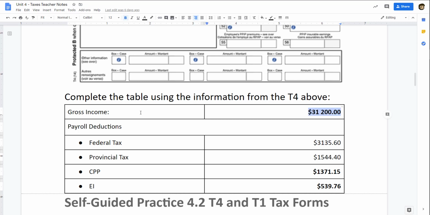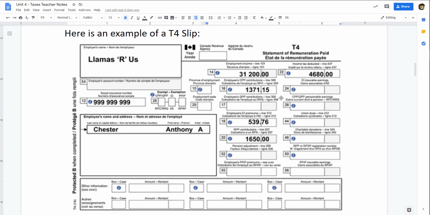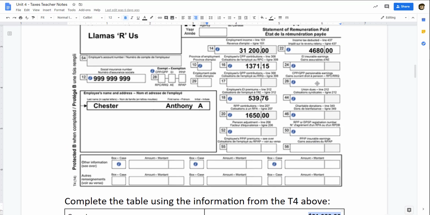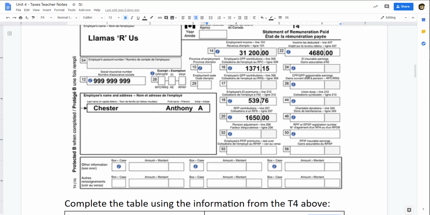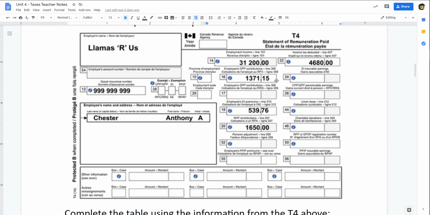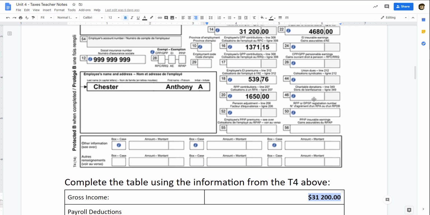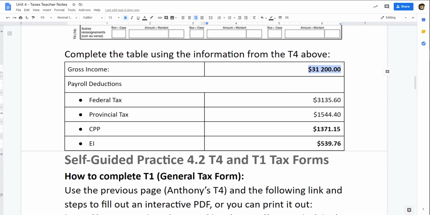And all you do, what's your gross income? Well, you look up here. There's your income, box 14. Payroll deductions. How much federal tax did you pay? Well, this T4 doesn't actually split up federal and provincial tax. So, I wouldn't worry about it for now, because this isn't going to matter when you're filling out your T1.